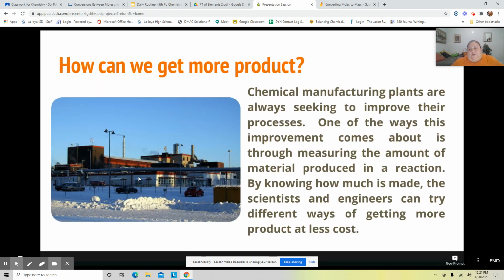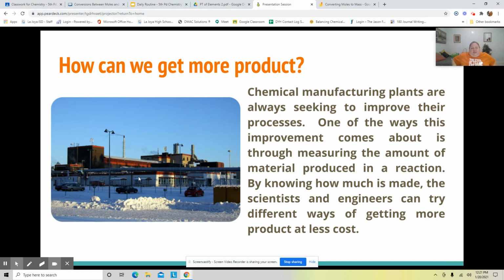How can we get more product? Okay, so let's say you are a chemist working at a manufacturing plant, right? You're one of those manufacturing plants for a big company, and you have a situation that we're going to read about. So, who's going to help me with the introduction?